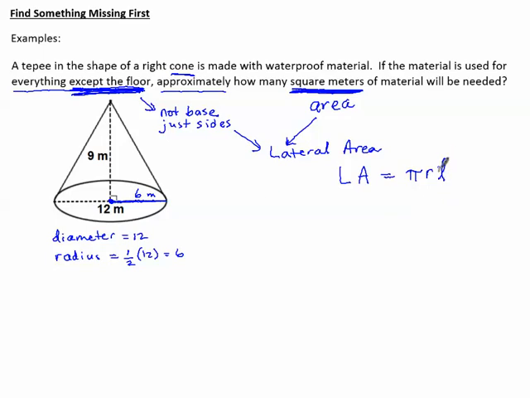Now we also need the L. The L is this length along the side of the cone, not the height going straight up and down. That's labeled H in our formula sheet. How do we find that? Well, notice that that is part of this right triangle. I'm going to trace this right triangle in red, and you'll notice that one length is 9, one length is 6, and the length that I need we don't know yet. How can I find that length?